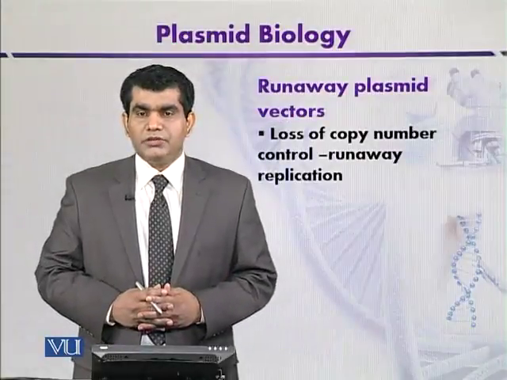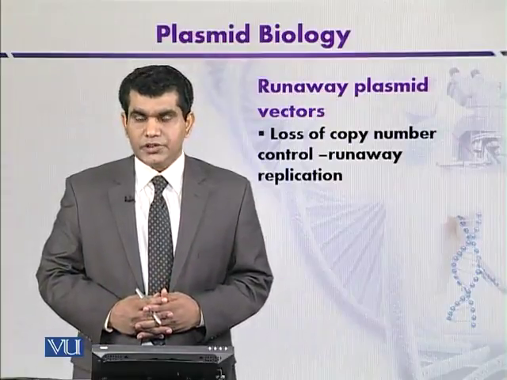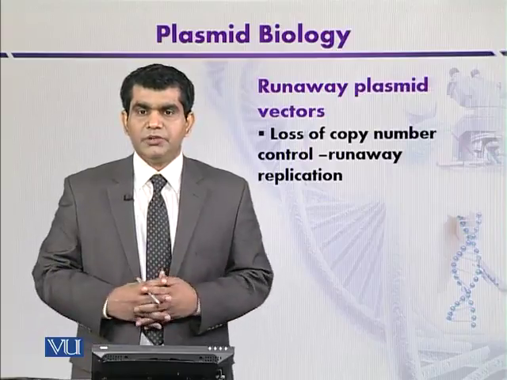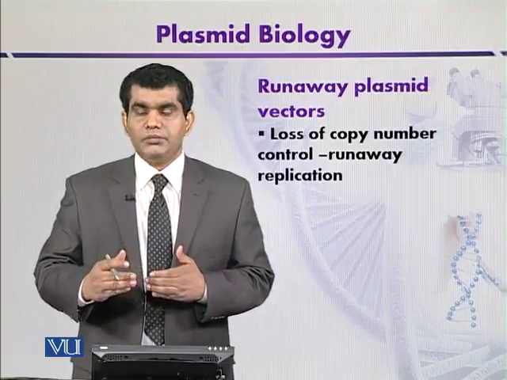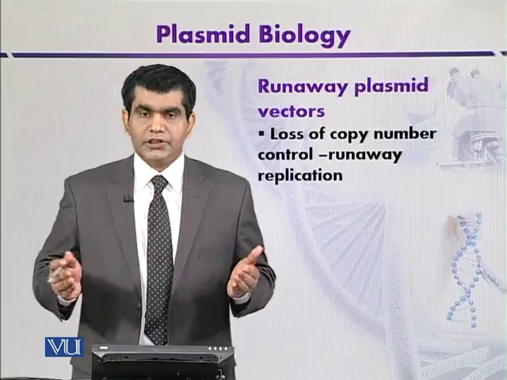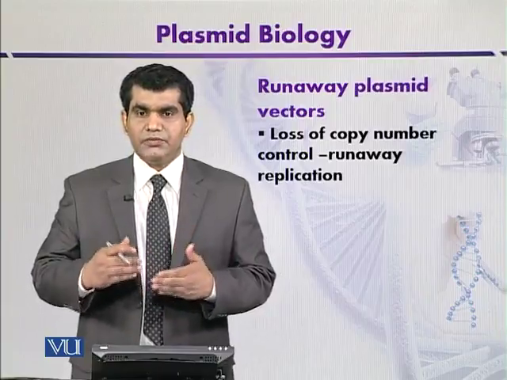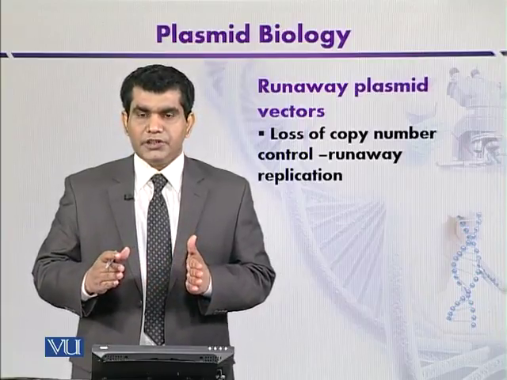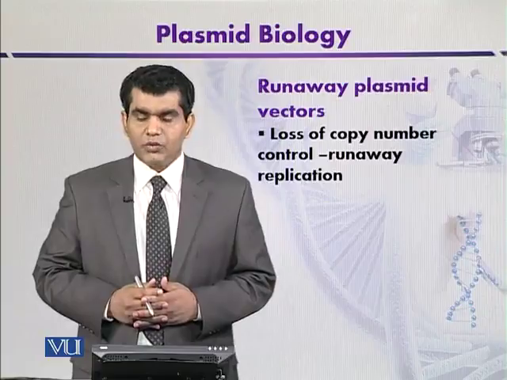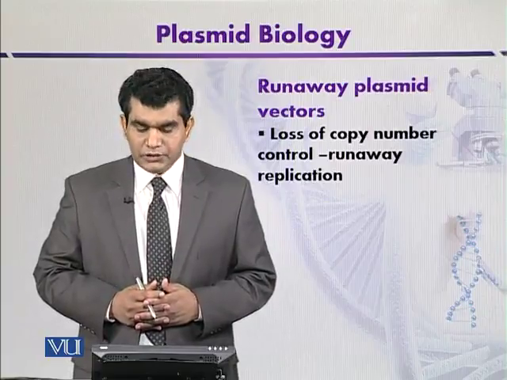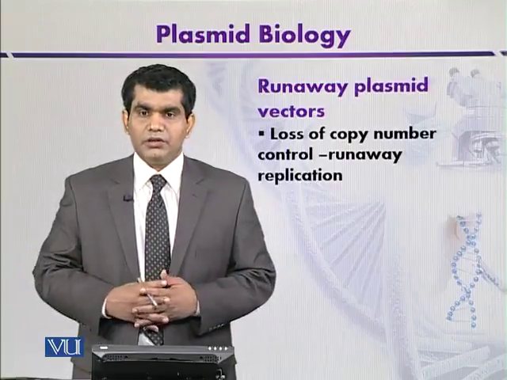Runaway plasmid vector. It can also be used in gene cloning procedures. So runaway plasmid vector means that sometimes there is a loss of the copy number control, which we can call runaway replication. Whenever, during the course of cell division, the plasmid replication control is lost, such types of plasmids may be called runaway plasmid vectors. They also have their utilization in gene cloning procedures.